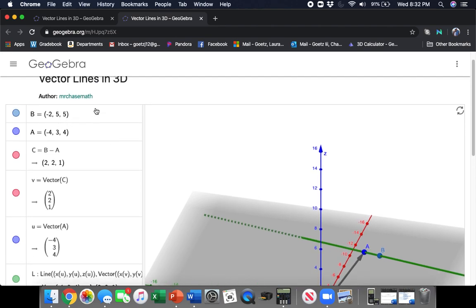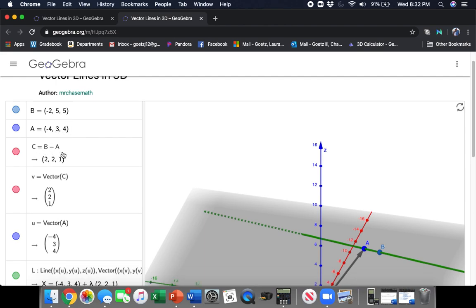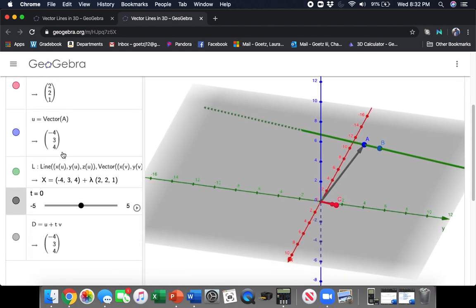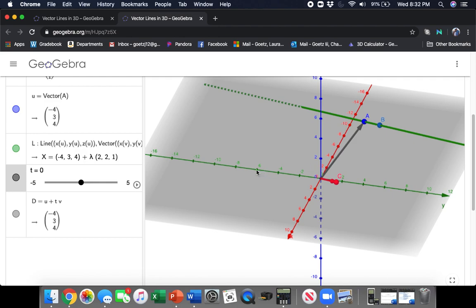Right, so notice what we have here. How this was built. -2, 5, 5, -4, 3, 4. C was B minus A. Pretty cool.